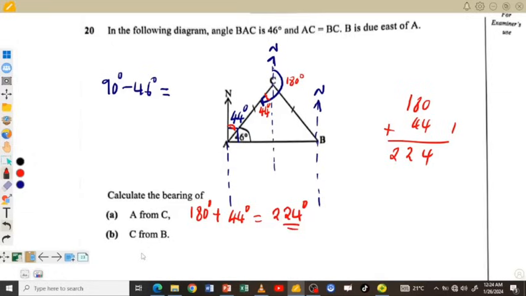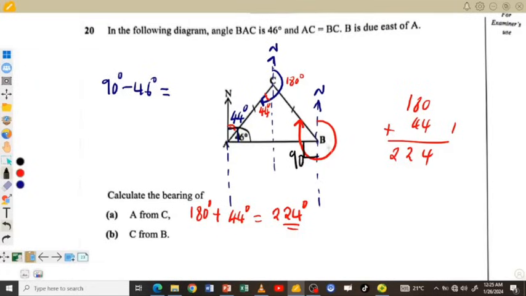Let us now come to question B. We find the bearing of C from B. So to find the bearing of C from B, we move from here, then we touch this point for C. Here they said B is due east of A. And at first I did mention that if it's due east of A, here we are going to have 90 degrees. Again, even here we have 90 degrees.